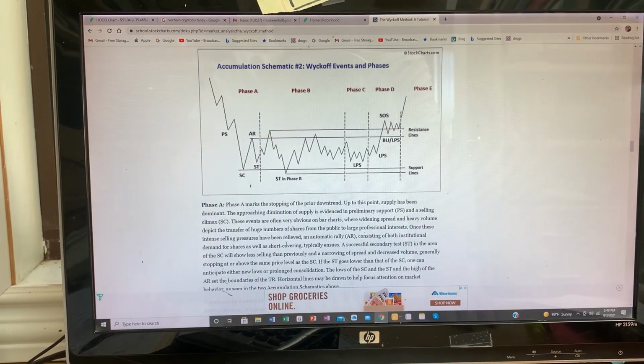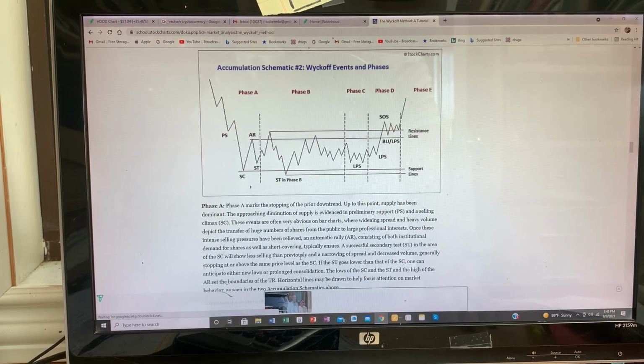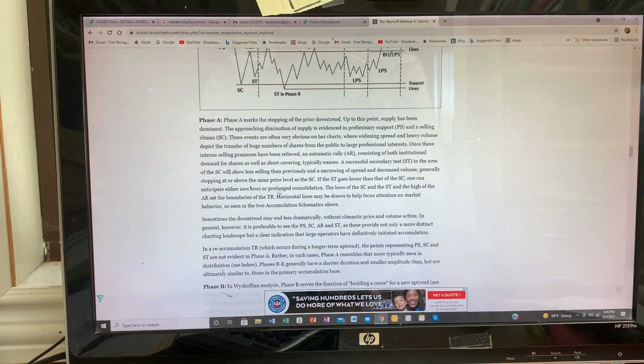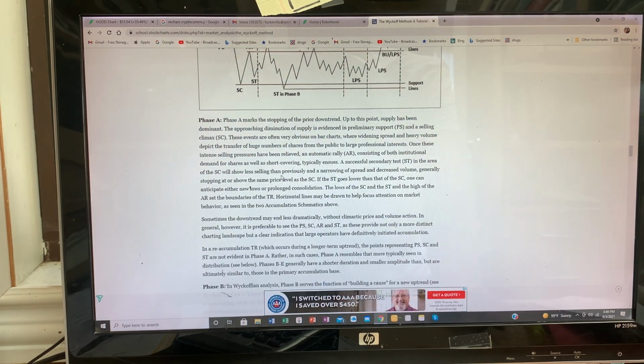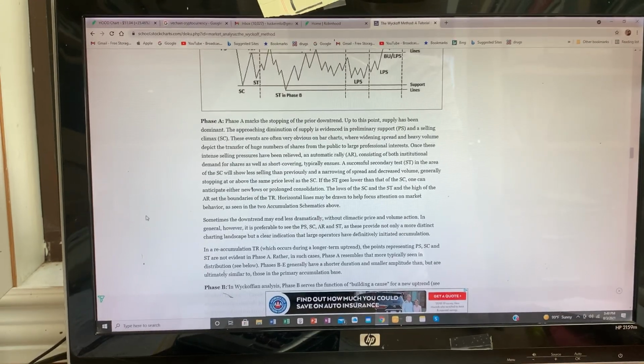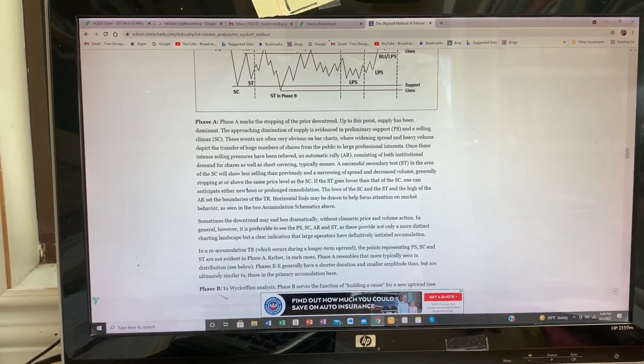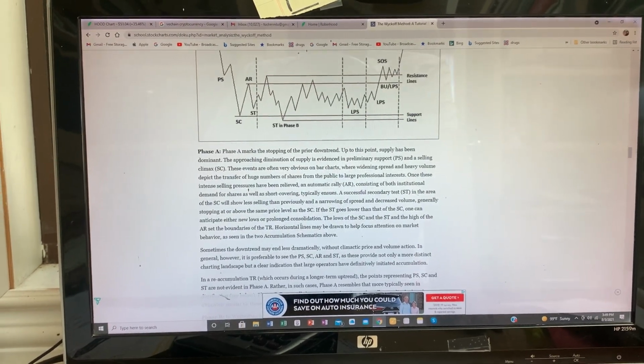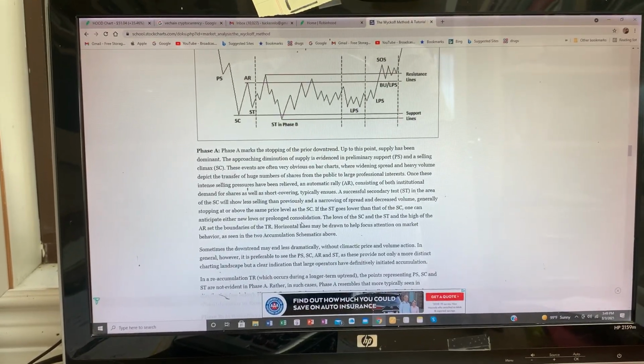So the lows of the SC and the ST and the high of the AR set the boundaries of the TR. Horizontal lines may be drawn to help focus attention on the market behavior as seen in the 2 accumulation schematics above.